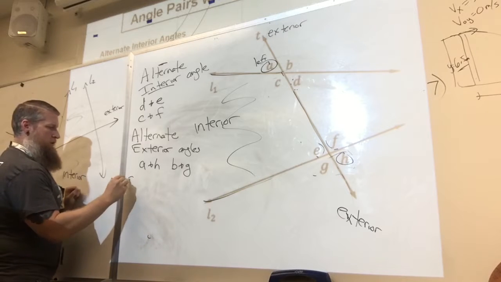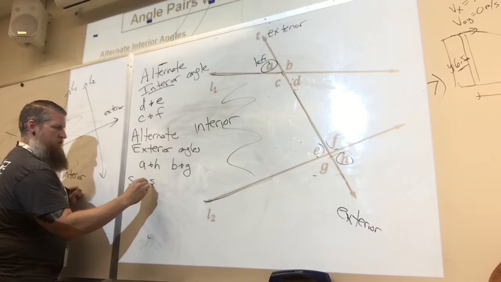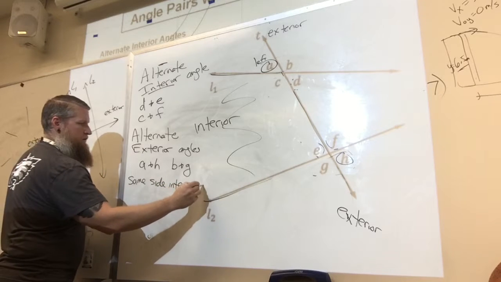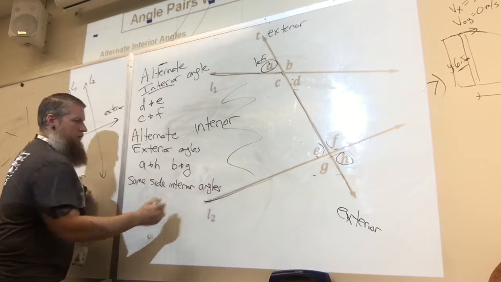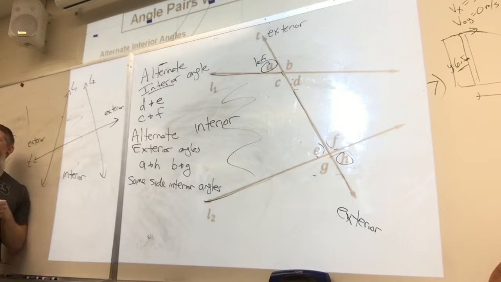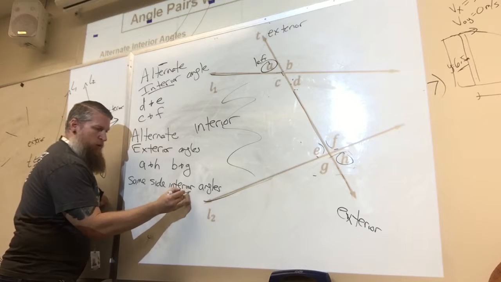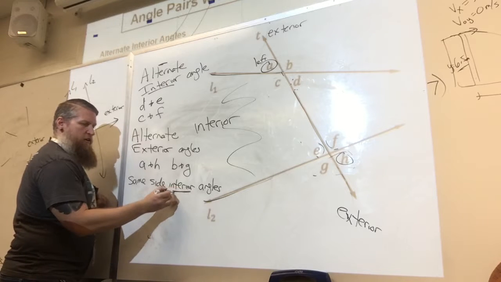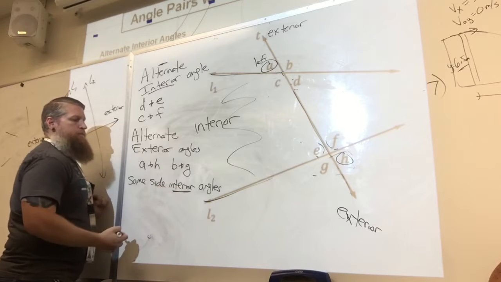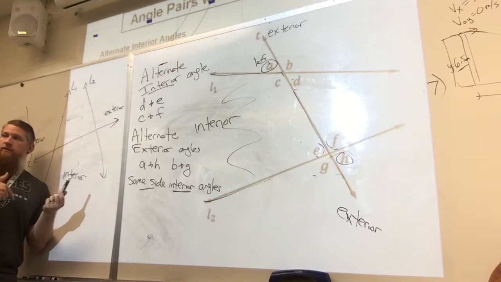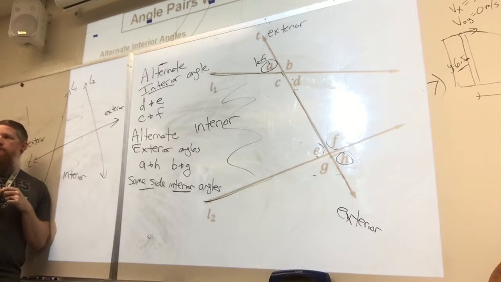I'm going to do this one next. Same side interior angles, which you could also call consecutive interior angles. You might see that name also. It means the same as this. This is telling me to isolate and look only at the interior angles, but now I want ones that are on the same side of the transversal. So if I pick one that's on the left, I better pick another one that's on the left. Right and right, and so on.